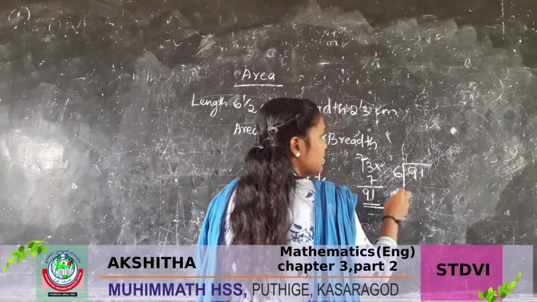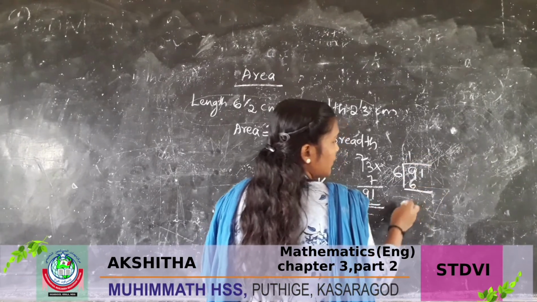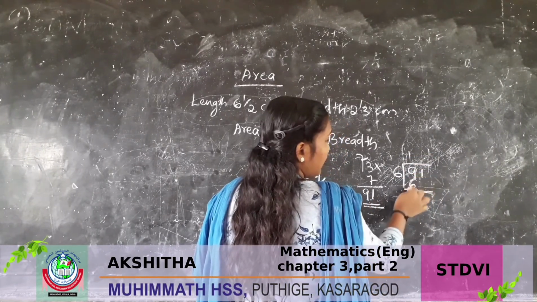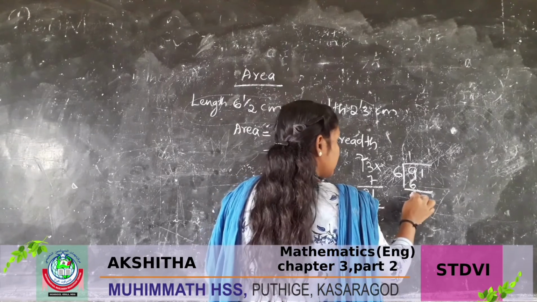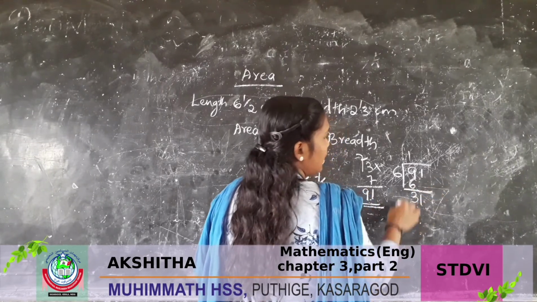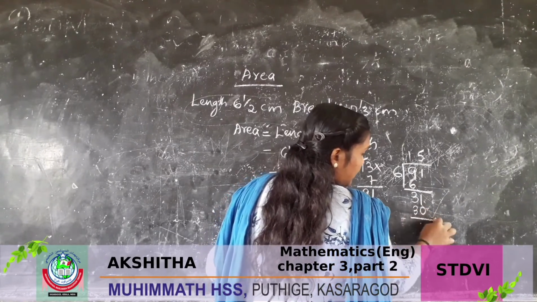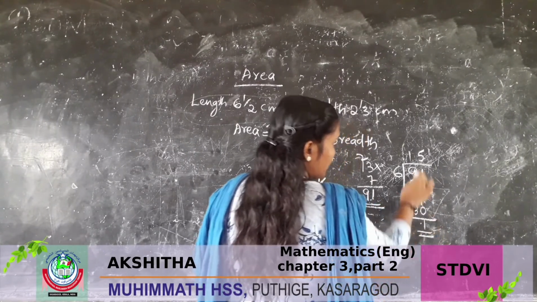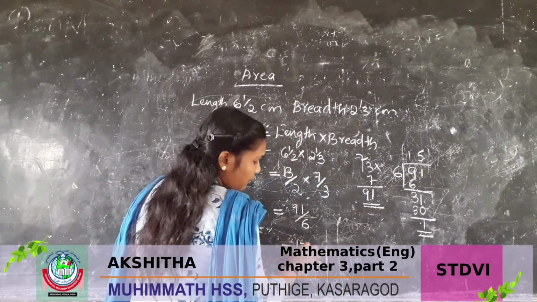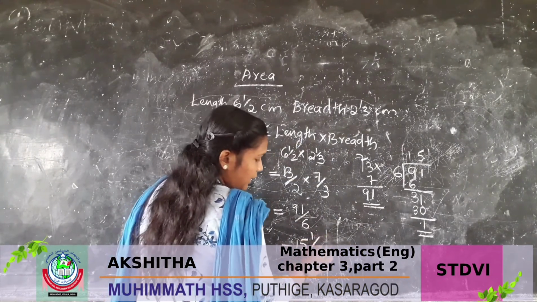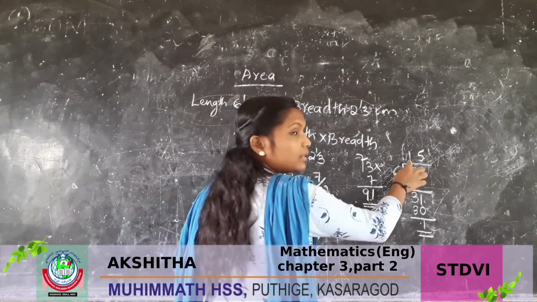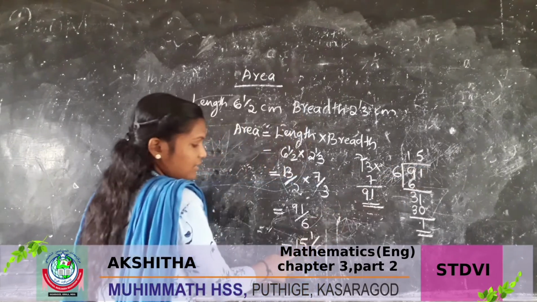91 divided by 6. 6 ones are 6. Next 9. 9 minus 6 is 3. This one we should write here. 6 5 times 30. Remainder 1. So what is the answer? 15, 1 by 6. Quotient we should write as answer here.